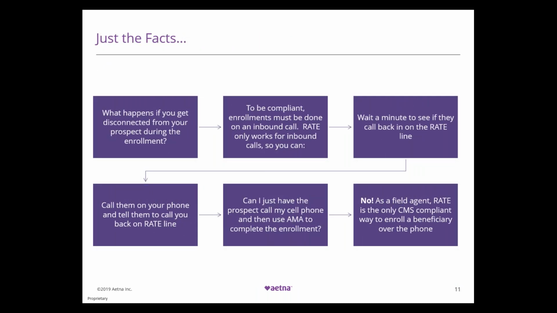So what happens if the rate telephone call gets disconnected? To be compliant, your beneficiary will need to call back into the rate line to complete the enrollment process, unfortunately. You as the agent can momentarily wait to see if your beneficiary calls you back, or you can contact them on your cell phone or your landline and just ask them to call you back at your designated rate telephone number that we assign to you. You may not complete the enrollment on your cell phone or the landline. It must be done through rate. You will have to start the enrollment process completely over, unfortunately, if it has elapsed time between the dropped call and when they call back in.